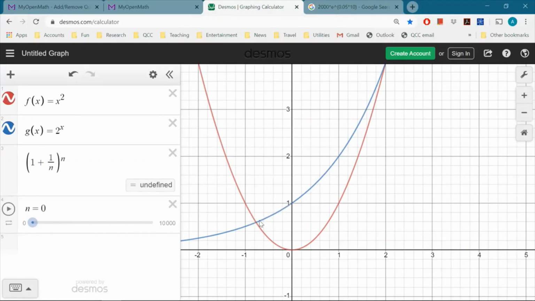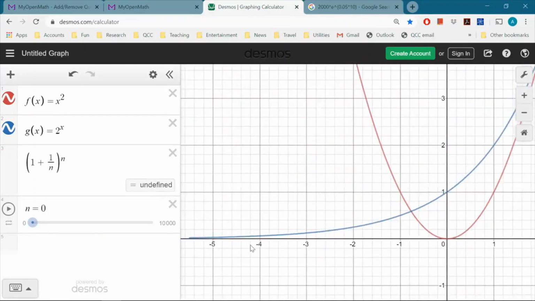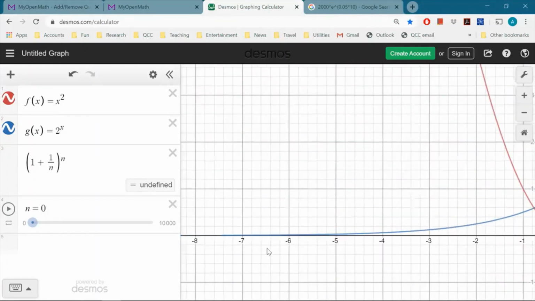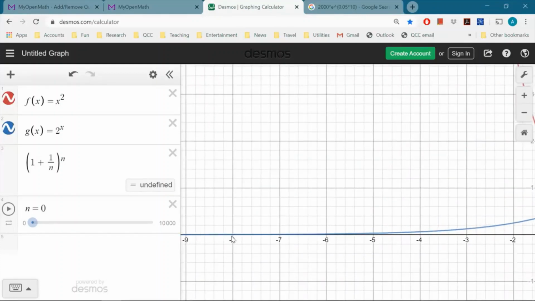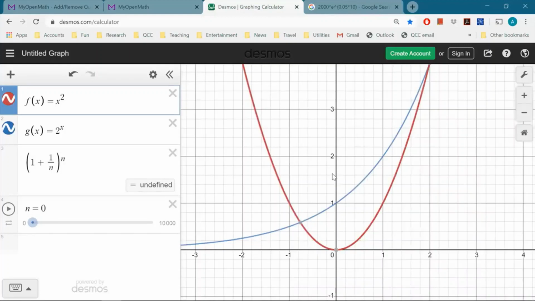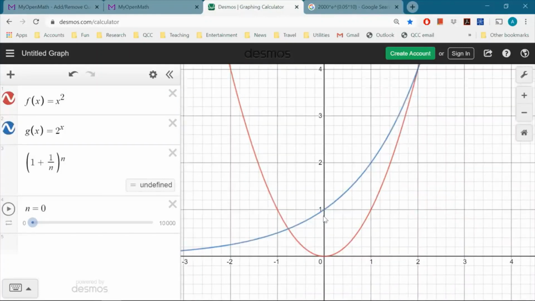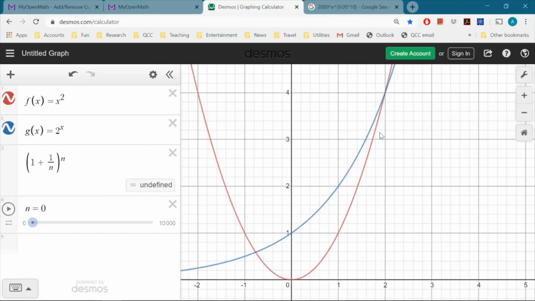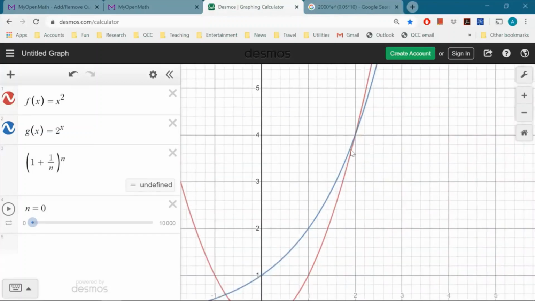But to the left of 0, you can see they're doing very different things. The exponential function just keeps going down closer and closer to the x-axis, but never gets there. It's always slightly above. Whereas the parabola just goes up on both sides. It looks like the parabola is growing faster than the exponential function over here. The parabola overtakes the exponential function. Does that keep happening? That's a question.